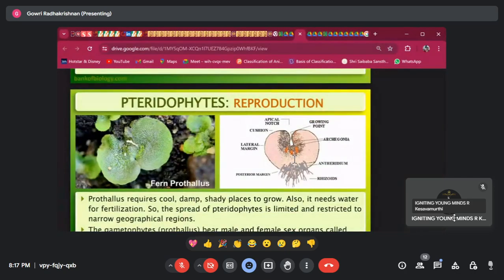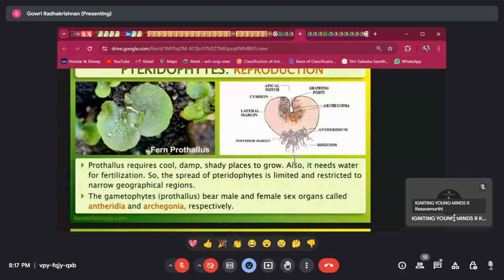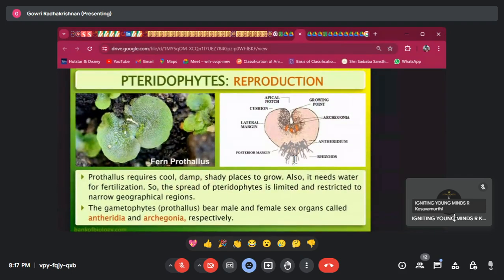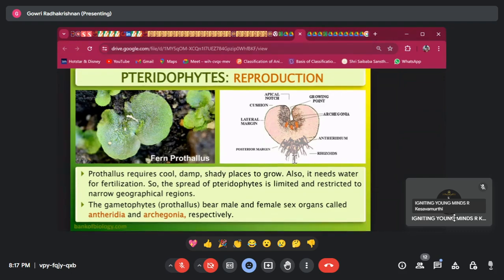And then, the prothallus requires cool, damp, shady places to grow. Also, it needs water for fertilization. So the spread of pteridophytes is limited and restricted to narrow geographical regions.